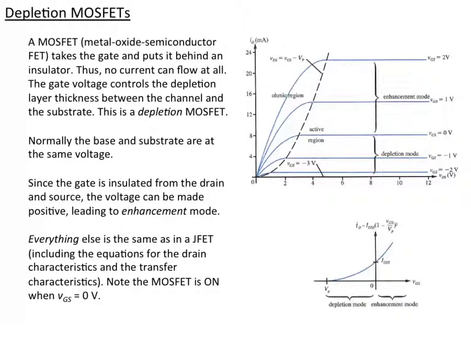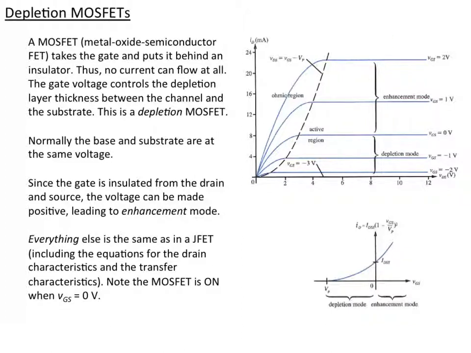The big difference is that because the gate is insulated from the channel, we can also enhance the region by making it larger, by putting a positive voltage on it. We can do that because of the insulator. It's not a diode anymore, it's essentially a capacitor. And so even though we have what's called the depletion MOSFET, it works in enhancement mode when we put a positive voltage on it. And so we just take this part of the JFET case and keep going up.